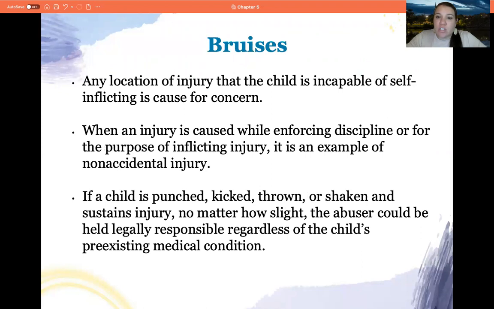So any location of injury that the child is incapable of self-inflicting is a cause for harm. So again, we're not talking about a child hitting themselves. We're talking about a 3-year-old who is running and jumping and bumps their knee on the coffee table, or a 1-year-old who just started walking and falls down a lot. So you're particularly looking at bruising and injury to areas that are not those common kinds of places. Again, we're talking about non-accidental injury. So if a child is punched or kicked, thrown or shaken, there could be pretty significant legal responsibilities.